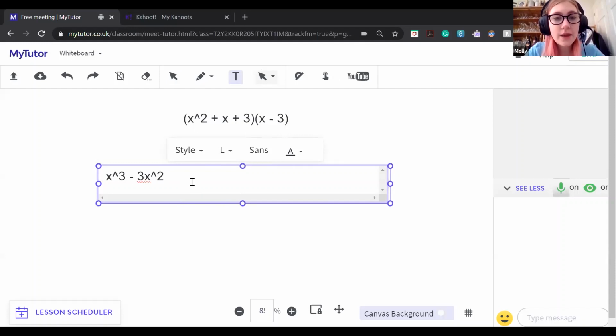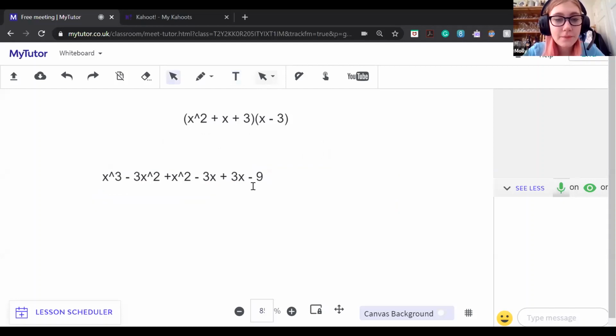And then we look at the x in the first bracket. Multiply it by the x, gives us an x squared. Multiply it by the minus 3, gives us minus 3x. And then we look at the 3 in the first bracket. Multiply it by the x, gives us plus 3x. Multiply it by the minus 3, gives us minus 9.